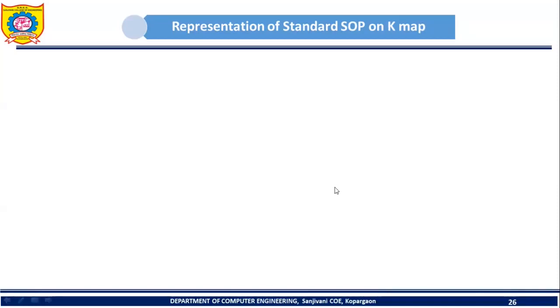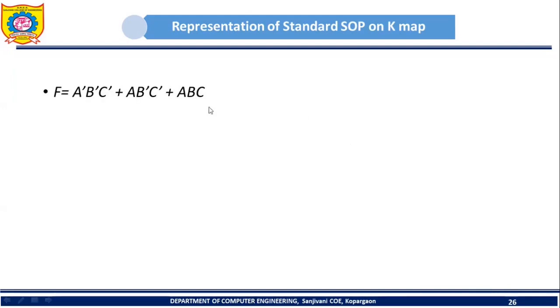Welcome everybody. In the previous presentation we have seen a representation of truth table on K-map. Now we are going to see a representation of standard SOP on K-map. In order to understand this topic, you must know min term, max term, SOP, and standard SOP. If you do not know them, then I request that you watch my presentation on SOP, standard SOP, POS, standard POS, min term, and max term. Try to clear all those terms, then you can easily understand this topic.